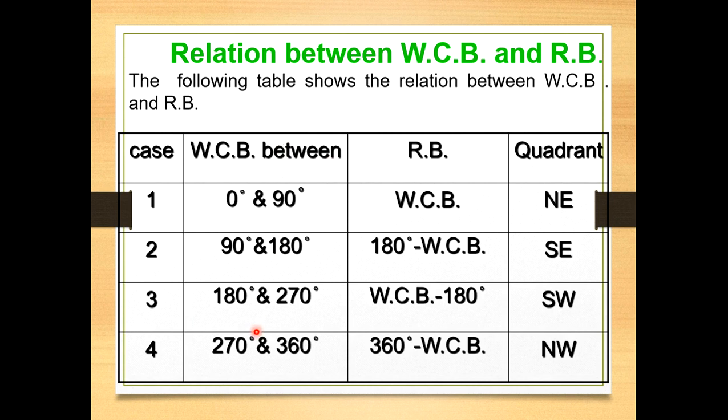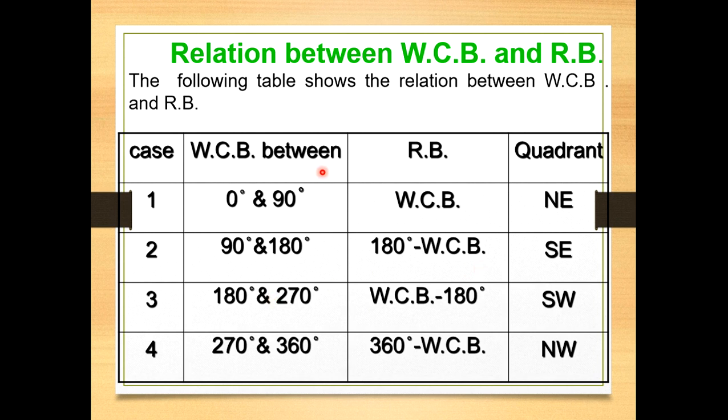When WCB is given, then how to calculate RB? So RB is calculated by formula, quadrant wise. In the first case, when WCB is between 0 degree to 90 degree, then how to calculate RB? RB is calculated by the formula same as the value of WCB. Okay, second case, WCB between 90 degree and 180 degree. So how to calculate RB? RB is equal to 180 degree minus WCB.